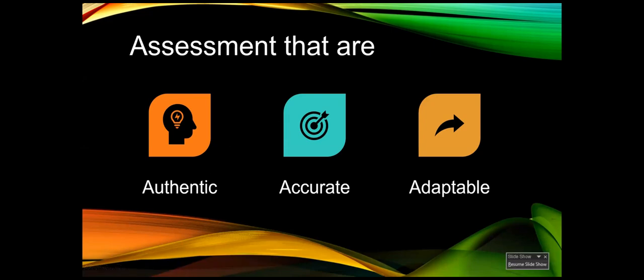The goal for me was to design an assessment that is authentic, and we've heard a lot about the importance of authentic assessments. An assessment that's accurate, and so it's really important to me to make sure that I can accurately identify what students know, and an assessment that is adaptable.